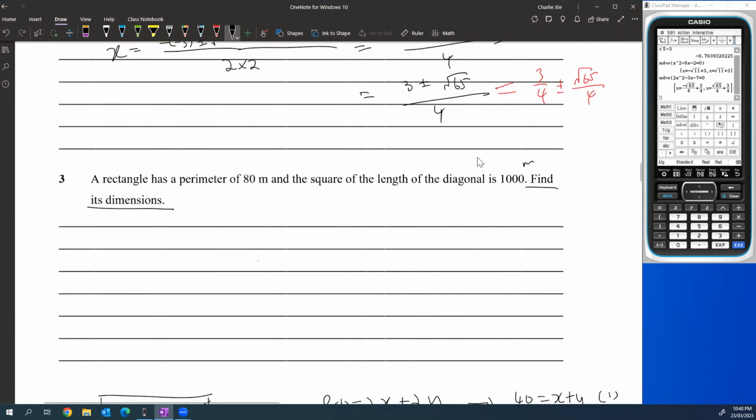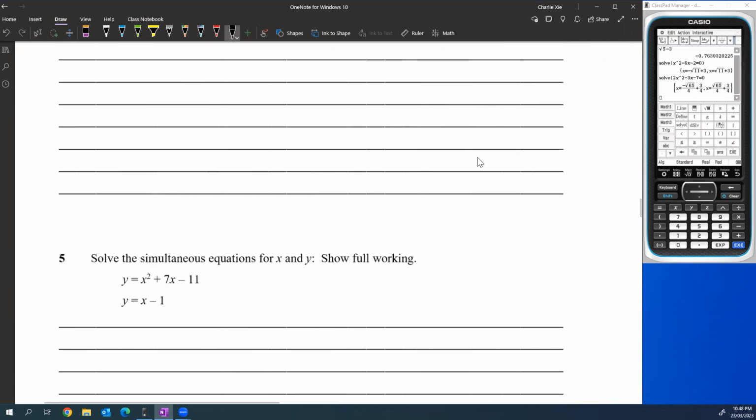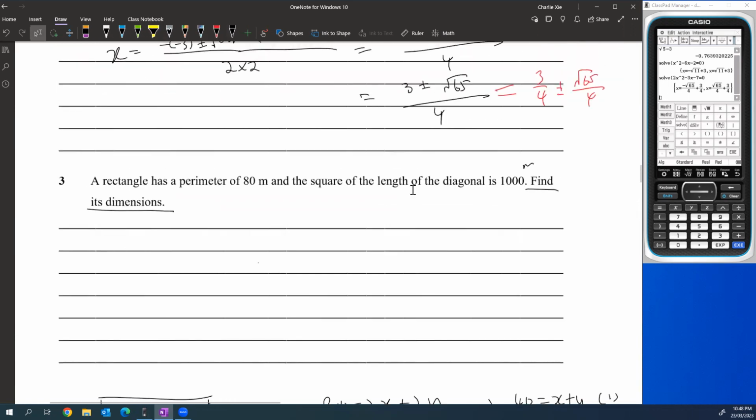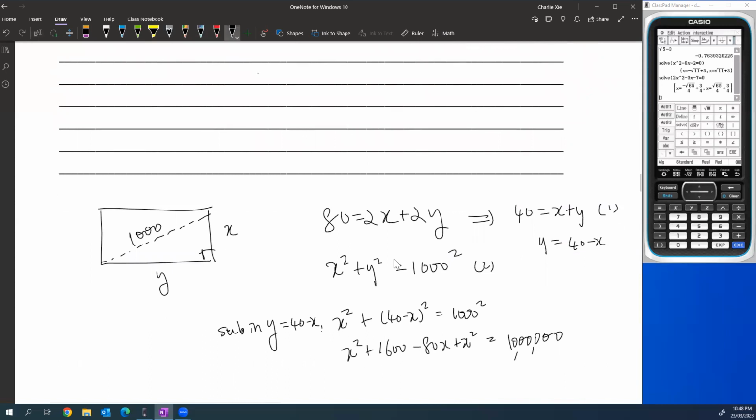Did I read the question correctly? Yes, I didn't. That's why I feel like I'm not on the right track, because 1 million is huge. It's a huge number. Okay, so I read the question again. The square of the length of the diagonal is 1000. So the diagonal is actually not 1000. It's actually the square root of 1000. All right, sorry about this.